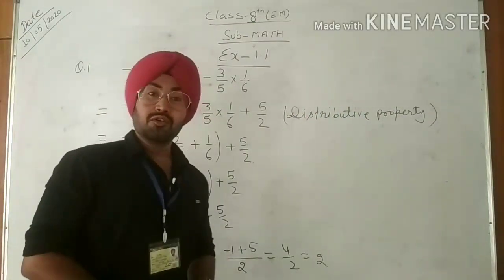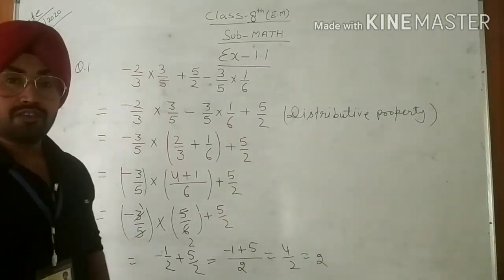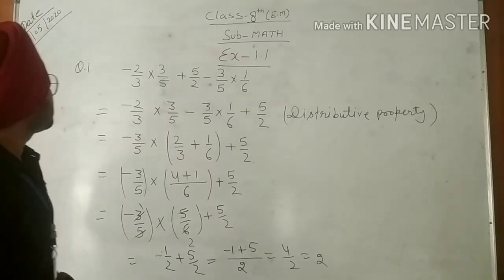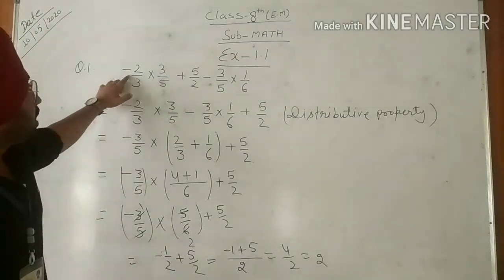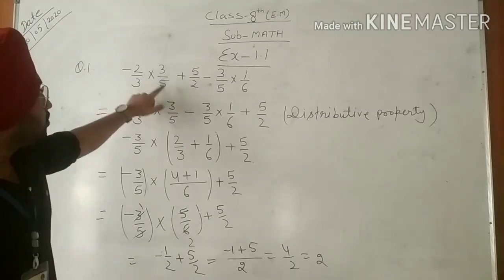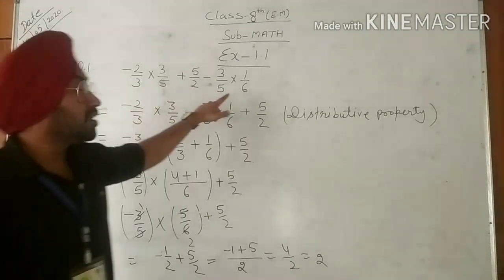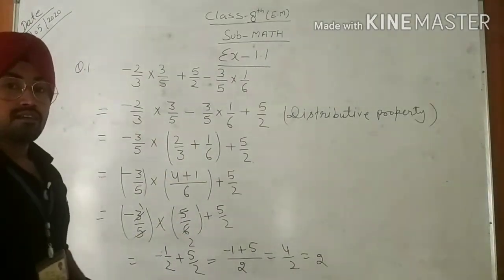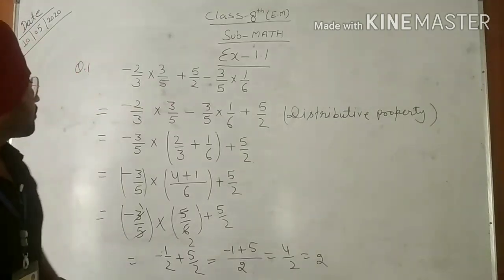Now, today we are doing chapter first of class 8 mathematics, exercise 1.1. First question on the board is minus 2 upon 3 multiplied by 3 upon 5 plus 5 upon 2 minus 3 upon 5 multiplied by 1 upon 6. Dear students, we solve this question by using the properties.